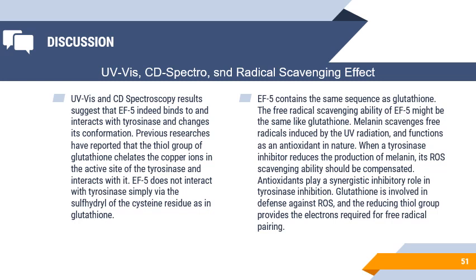And for the radical scavenging effect, EF-5 contains the same sequence as glutathione. The free radical scavenging ability of EF-5 might be the same as the glutathione. When the tyrosinase inhibitor reduces the production of melanin, its reactive oxygen species scavenging ability should be compensated. Antioxidants play a synergistic inhibitory role in the tyrosinase inhibition.